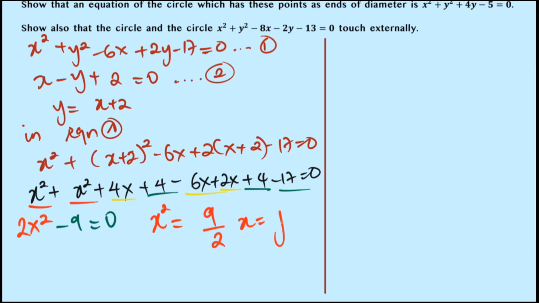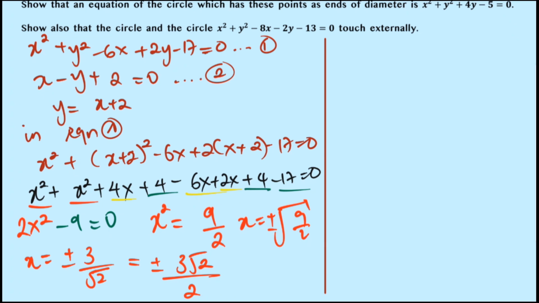So x would be the square root of positive and negative 9 over 2. Simplify that again. x would be positive or negative 3 over root 2. Rationalize the denominator: positive or negative 3 root 2 over 2.